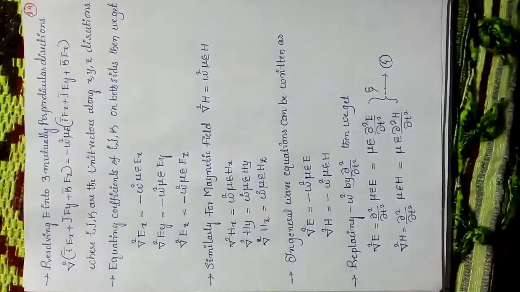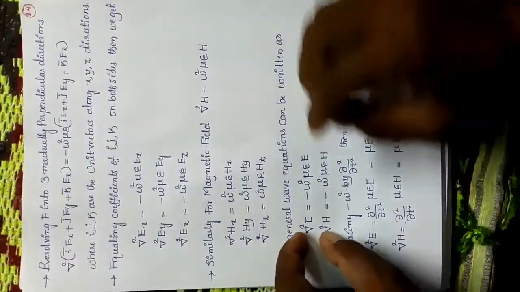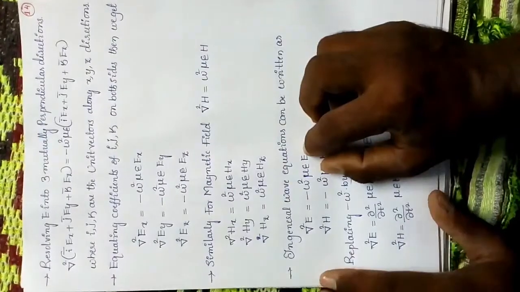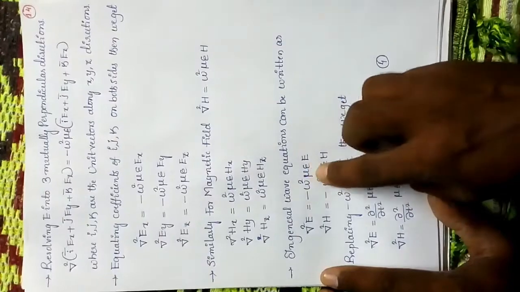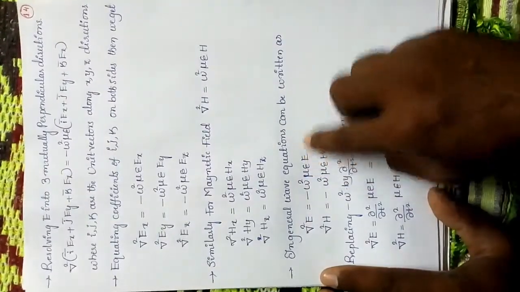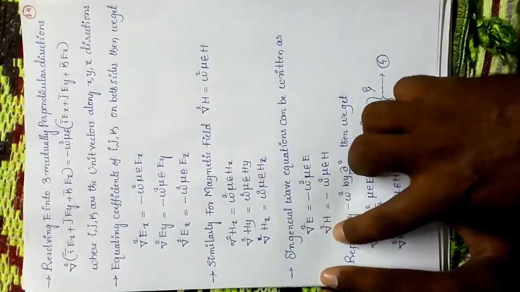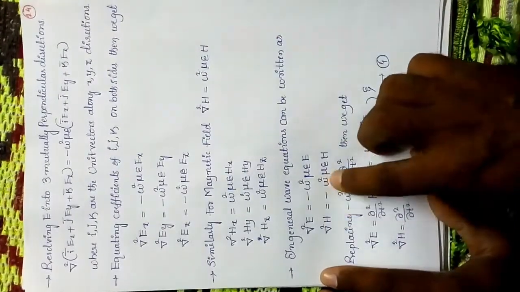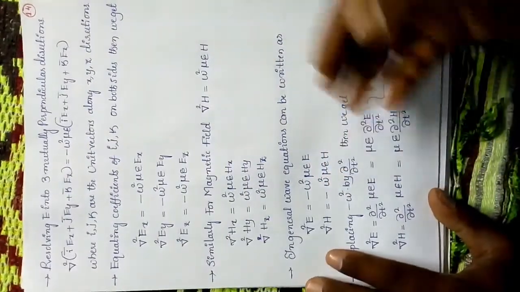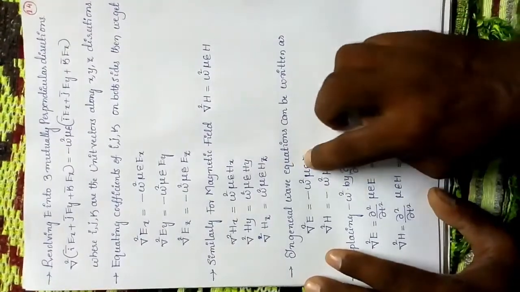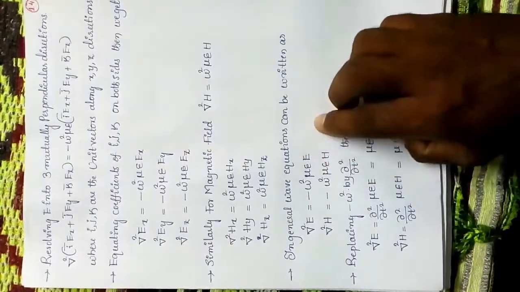So in general, just remember these two terms are very, very important. In general, the wave equation can be written as del square E is equal to minus omega square mu epsilon E. This is regarding the electric field. And del square H is equal to minus omega square mu epsilon H. This is regarding the magnetic field. These two are very, very important terms. This is the general wave equation for electric and the general wave equation for magnetic.